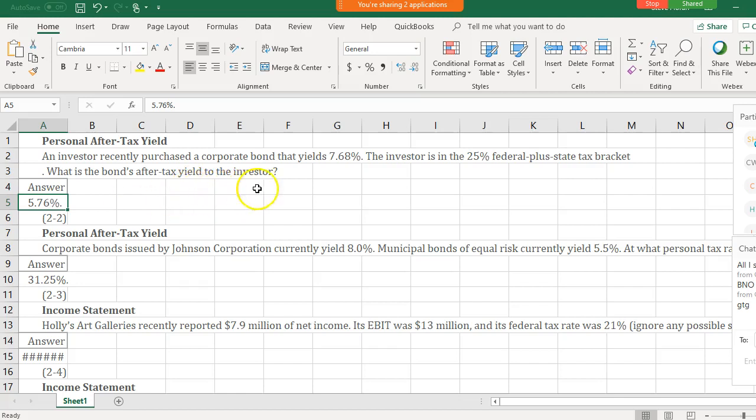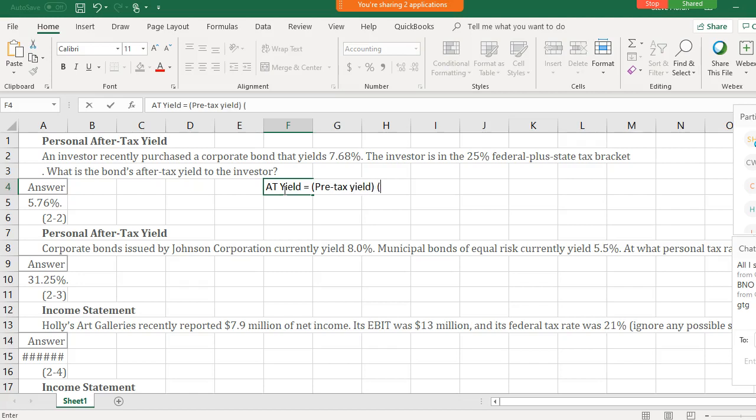Okay, and so I'm going to type in a little formula here for us to look at. We call this after-tax yield. AT is for after-tax, and yield is a return. Whenever you see the word yield, just think that's an interest rate return. And we're going to multiply that by the pre-tax yield, and we'll multiply that by 1 minus t, where t is the tax rate. So when you see t, just think that's the tax rate.